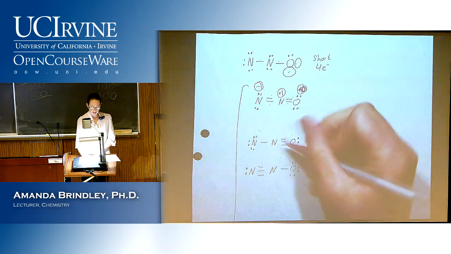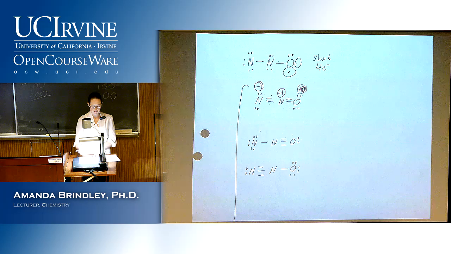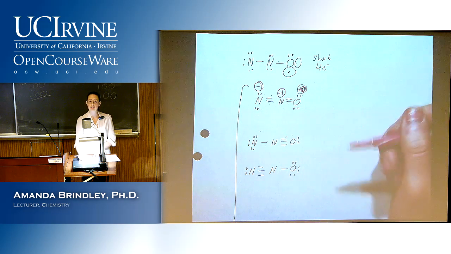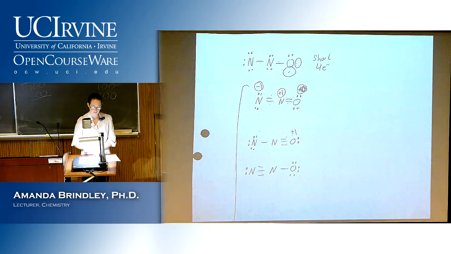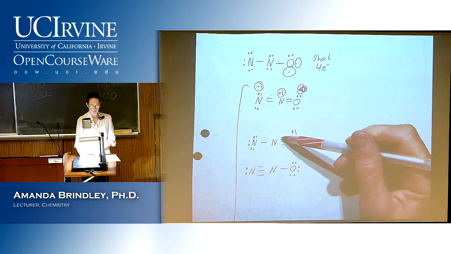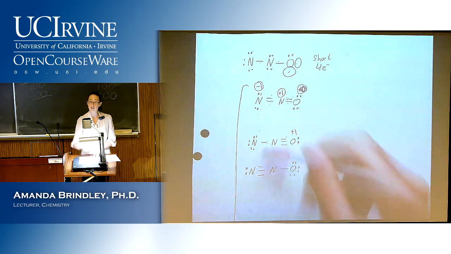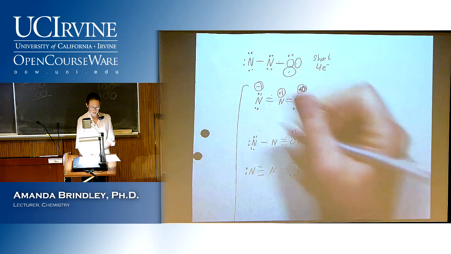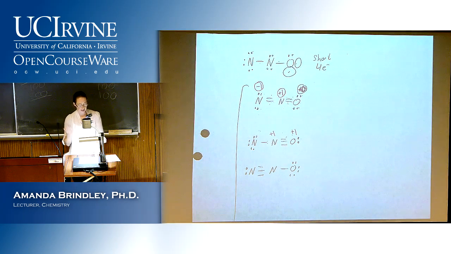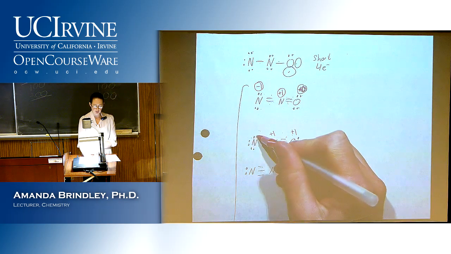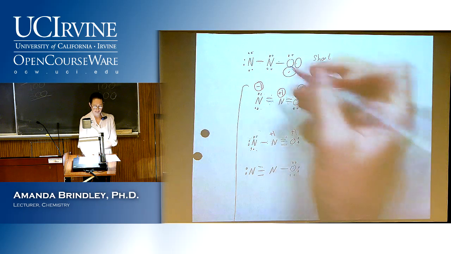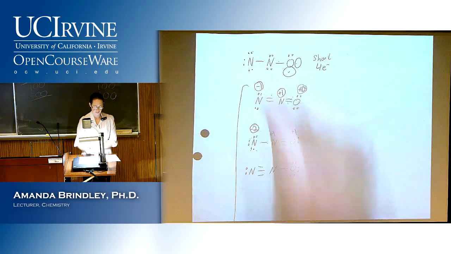Here we have oxygen normally has 6 valence electrons. Here it has 1, 2, 3, 4, 5. So 6 minus 5 is a +1. Over here, nitrogen normally has 5, and here it has 1, 2, 3, 4. 5 minus 4 is +1. Here, nitrogen normally again has 5, but here it has 1, 2, 3, 4, 5, 6, 7. 5 minus 7 being -2.